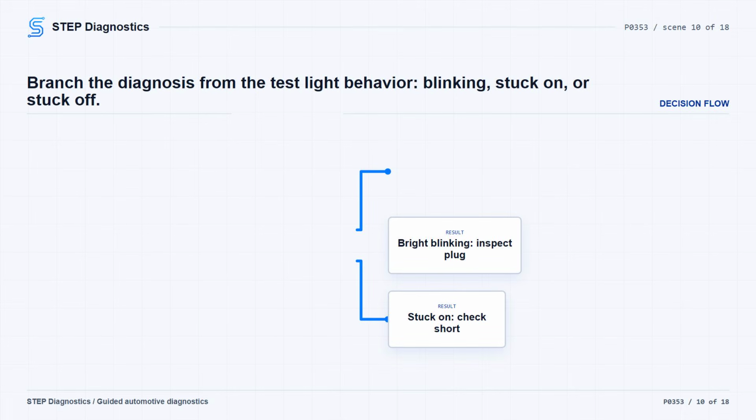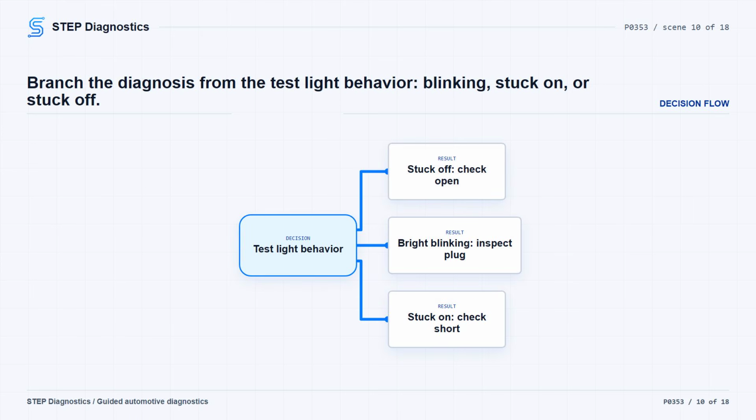If the test light is brightly blinking, the control circuit is being pulsed and the path moves to the spark plug inspection. If the light is on constantly, go after a short to ground on the control circuit. If the light stays off constantly, go after an open or high resistance in the control circuit.